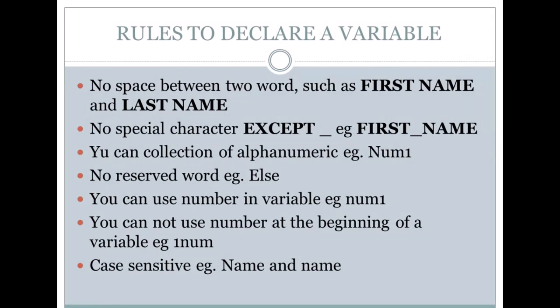Okay, rules to declare a variable. This is where we all get it wrong, most especially in Python. No white space between two words such as first name and last name. If you're coming from another programming world, or probably you're a front end developer, you know much about HTML, hypertext markup language. One of the rules of HTML says white space doesn't matter. You can give a whole lot of white space, but it doesn't matter. Here in Python, it matters a lot.